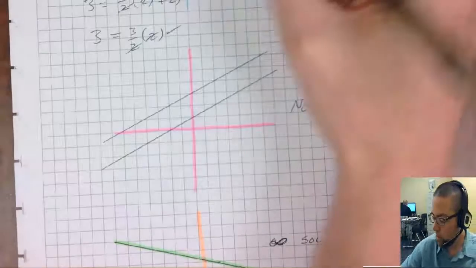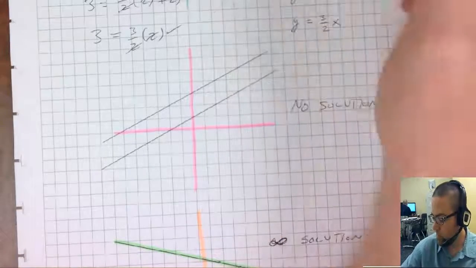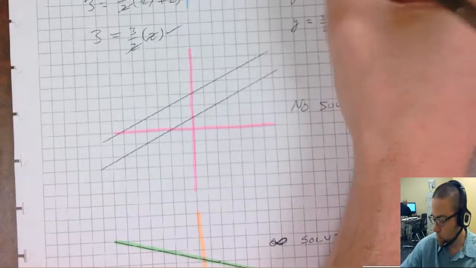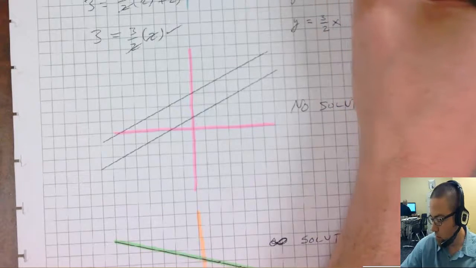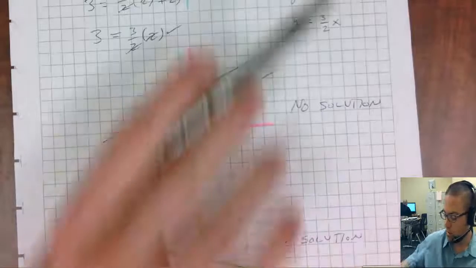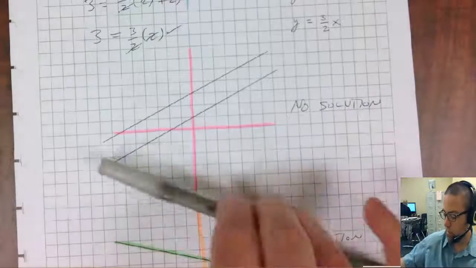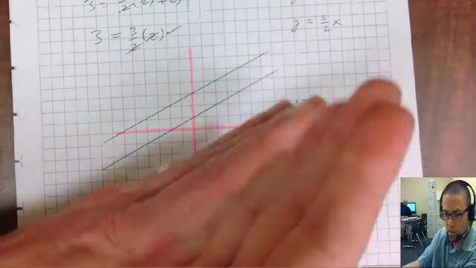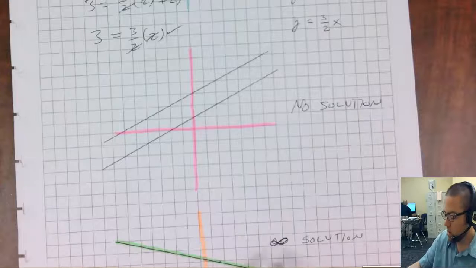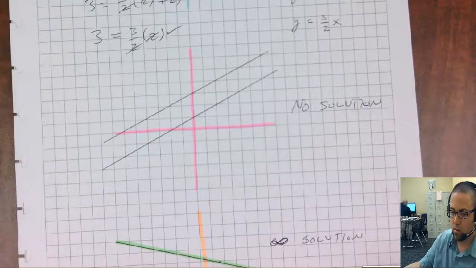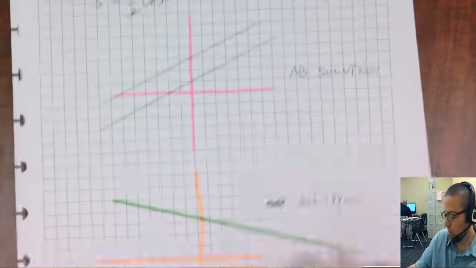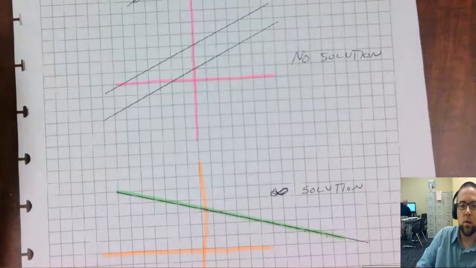You can only have either one ordered pair solution, so one solution, or you could have no solution if the lines are parallel, or you could have an infinite number of solutions if the lines are right on top of each other. If they're right on top of each other, then all the points that make up those two lines are solutions. Okay.